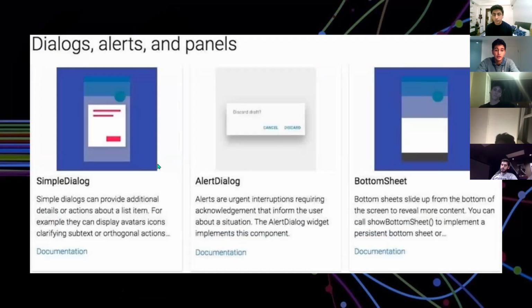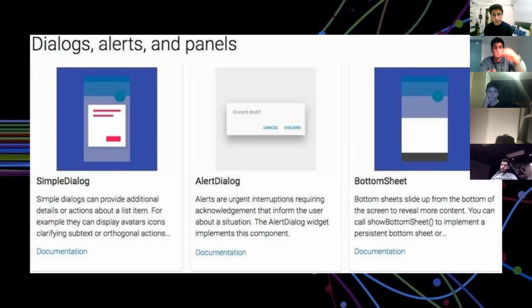So these are stuff like redundancy checks for user input. So if I say I want to delete my account, you want to say, are you sure you want to delete your account? That's what an alert dialog does. Simple dialog is similar, but a little bit less of an urgent prompt.